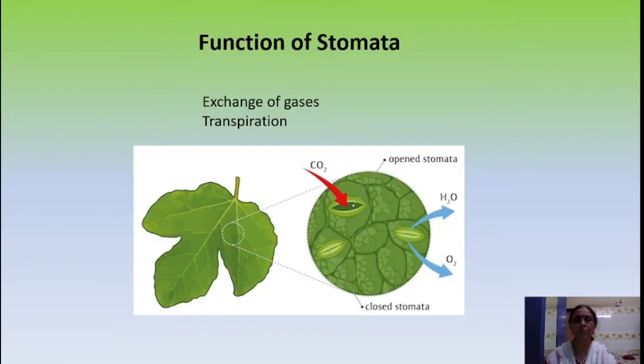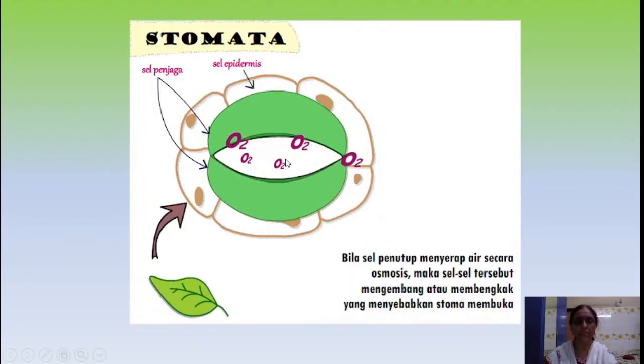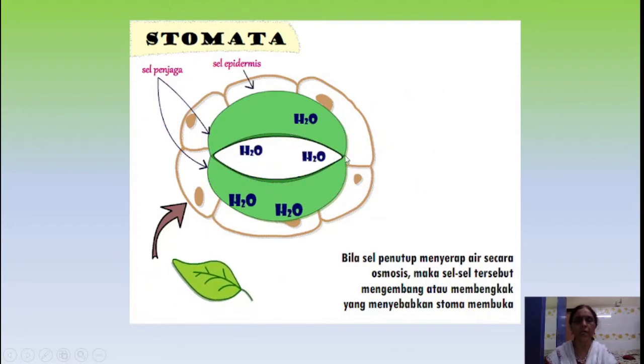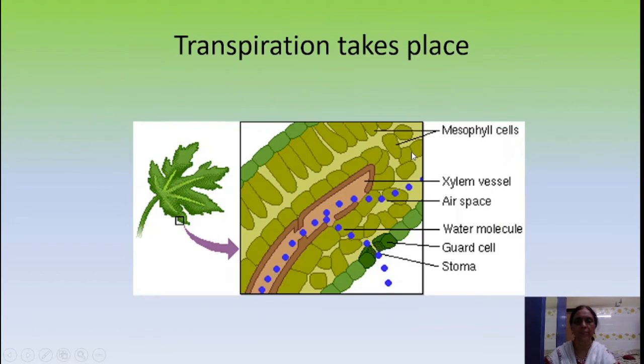What is the function of stomata? Exchange of gases, that is carbon dioxide is taken and oxygen is given out, and also transpiration, that is loss of water from the plant in the form of water vapor. Here you can see carbon dioxide being taken, oxygen being released, and also water in the form of water vapor, that is called transpiration. You can see here the movement of water exit through the stomata.